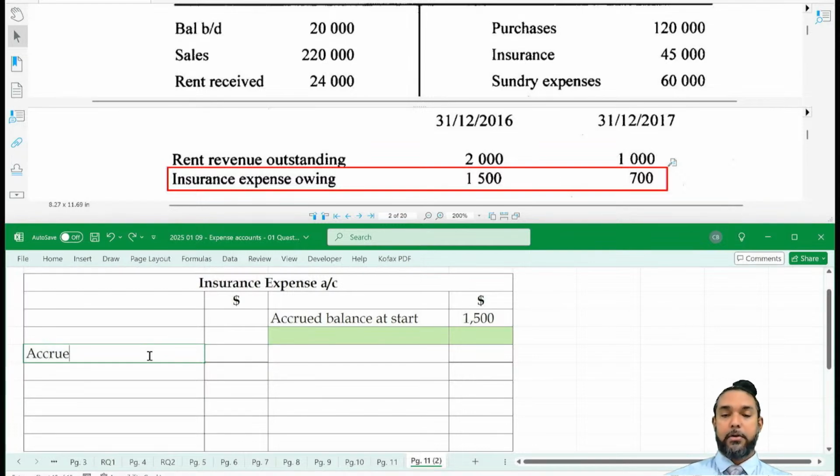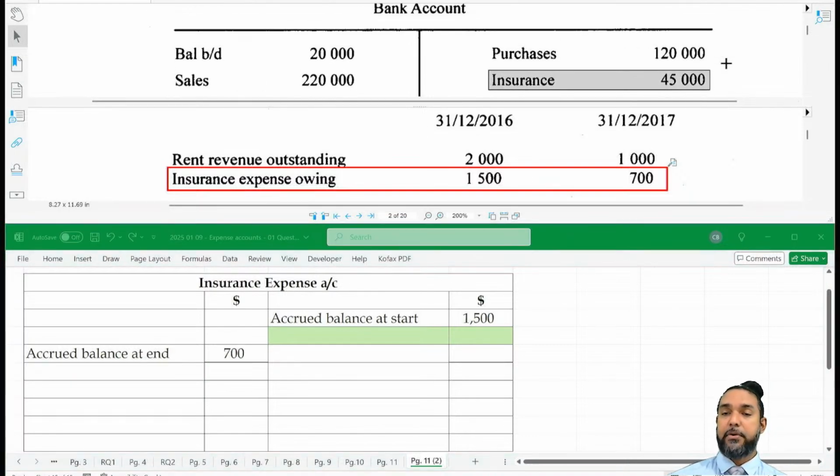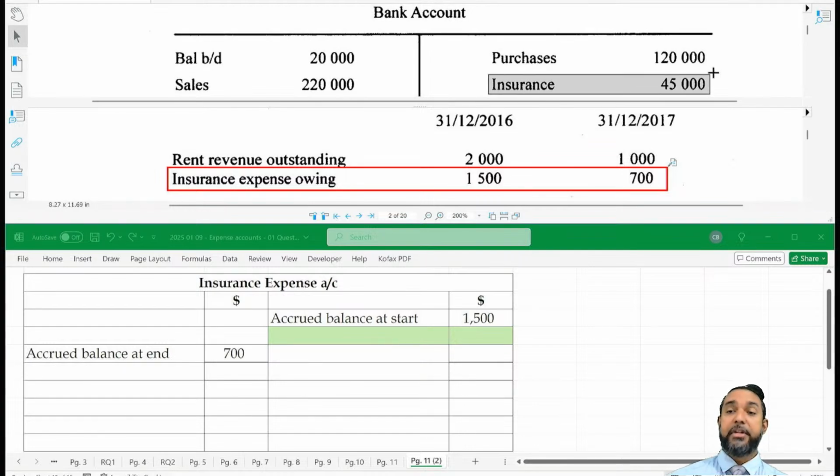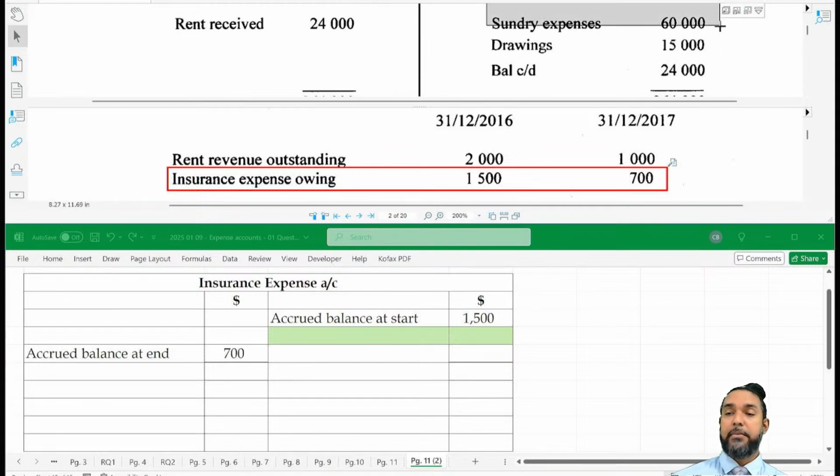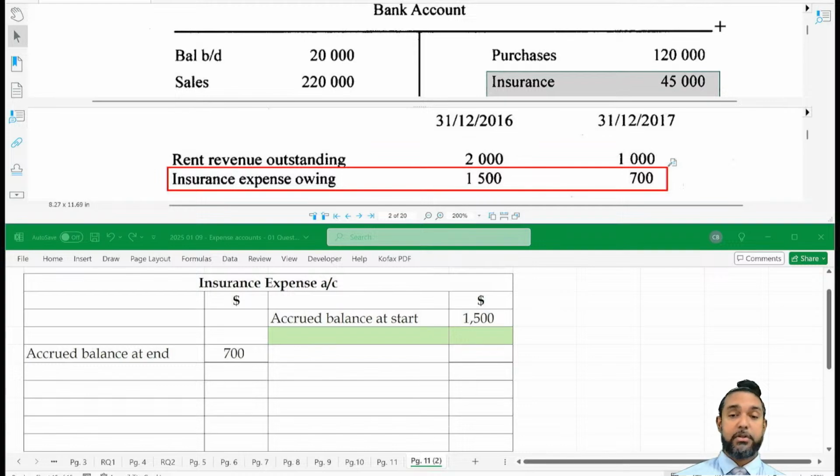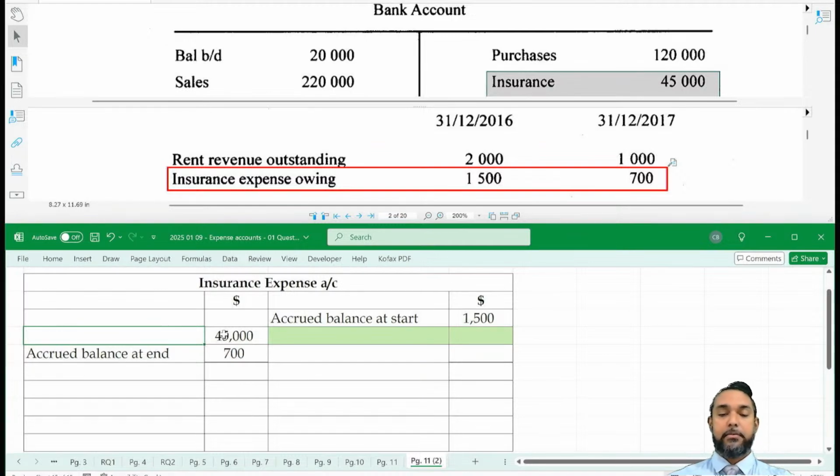All right. Accrued balance at end. That's how much? 700. Okay. And then the last figure that we have in respect of insurance in the whole question is this figure here. Now this $45,000 is in the bank account on the credit side. Entries on the credit side of the bank account imply that we are paying those items. So this entry here highlighted in gray shows that we are paying insurance of $45,000 out of the bank account. So if it's on the credit side of the bank account, it has to be on the debit side of the insurance account. So we're going to put that here, right? So 45,000, and that's bank. You can put bank, you can put expense paid.